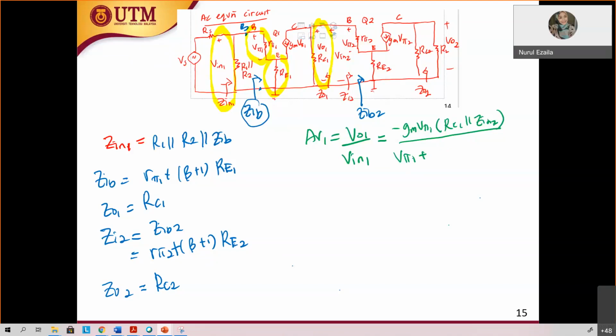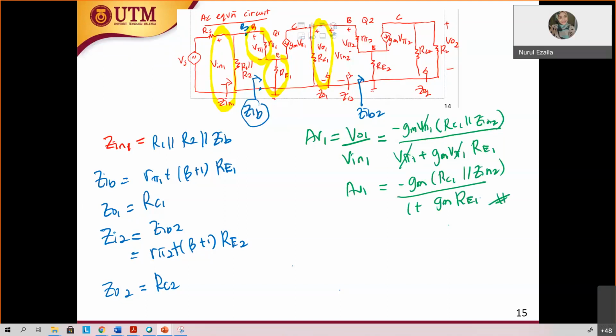It is gm V pi 1 times RE1. Yes, RE1. V pi 1 can get out from here, so you get negative gm RC1 parallel with Z in over 1 plus gm RE1. So this is for the AV1. Okay, now for the AV2. Hey, I forgot something, okay, we go back later.